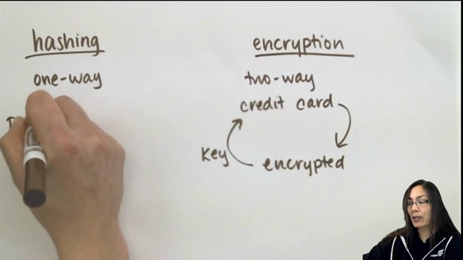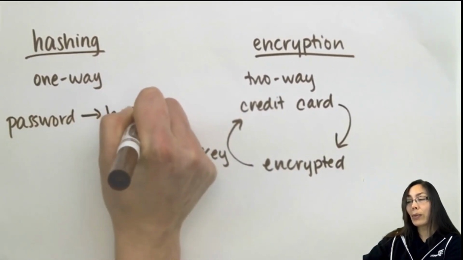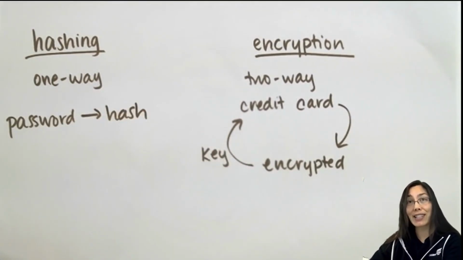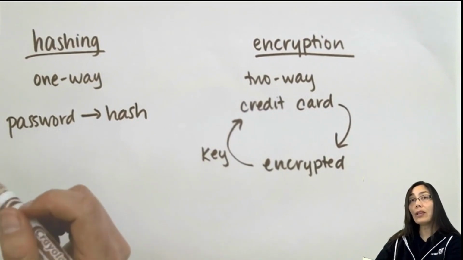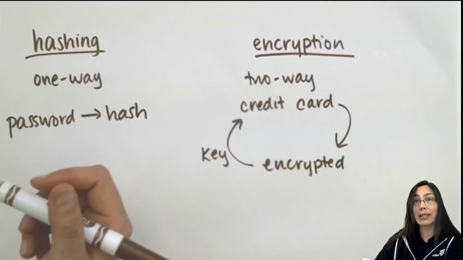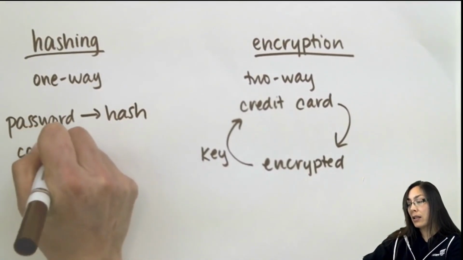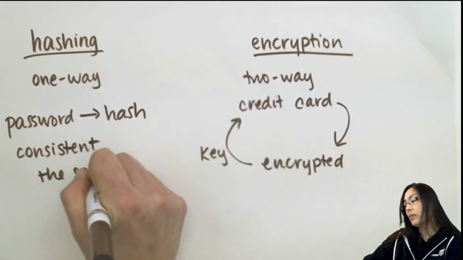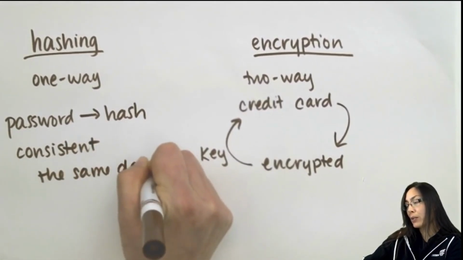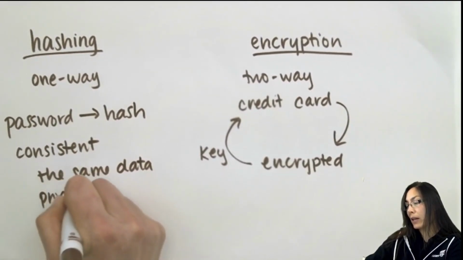With passwords, you get a password and you turn it into a hash, and that's the only way you can go. There's no such thing as a hashing key. You can't take the hash and find out what the original password was. So in that case, well, what good is it? So the thing about hashing is that it's consistent, meaning that the same data produces the same hash. So if we hash a password twice, then we should see the exact same hash being produced.